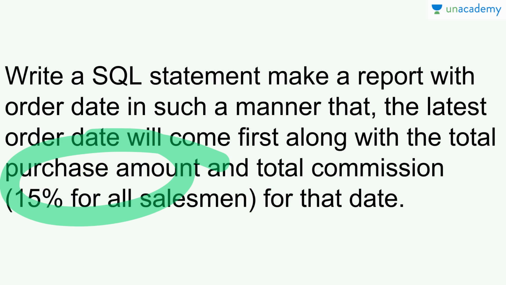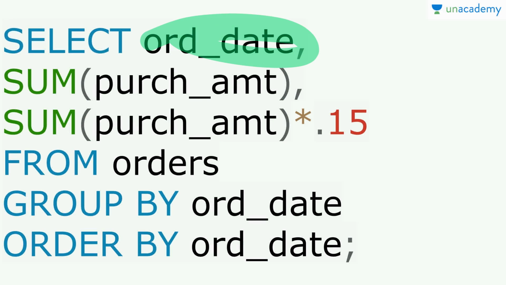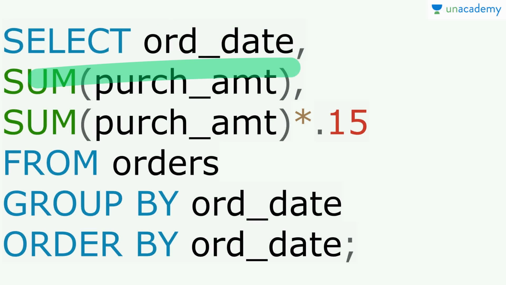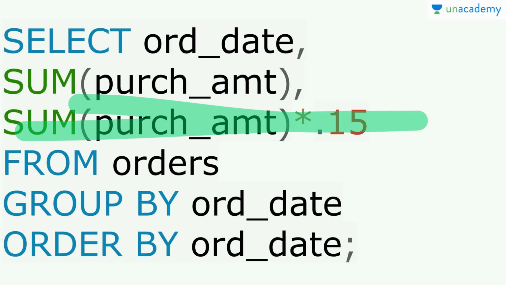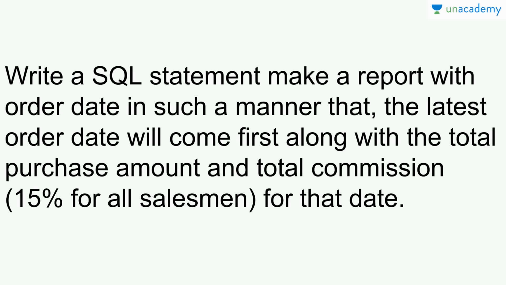Okay, so we have to order it by our date. So the answer will be select order date. Now first we have to find the sum of all the purchase amounts. So sum. Then our commission. So commission is 15%, that is 0.15. So sum into 0.15, this will give our total commission from orders. So we have to group it by date. So group by date, and we have to order it by order date, and it is in such a manner that the latest order date will come first.